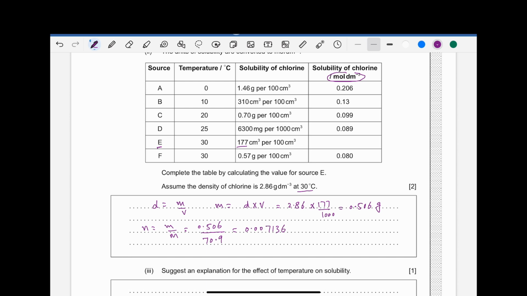If I solve this, that will give me 0.007136. So next we need to find the concentration. We know concentration will be equal to n over V. So n we have, which is 0.007136, and volume is given, which is 100 centimeter cube, so we need to convert that into dm cube, that will be 0.100. If I solve this, that will give me 0.0714 mole per dm cube.